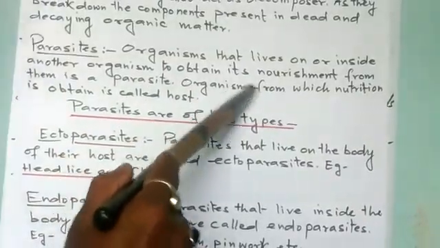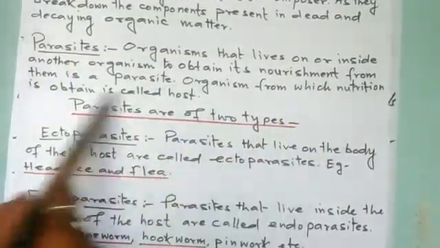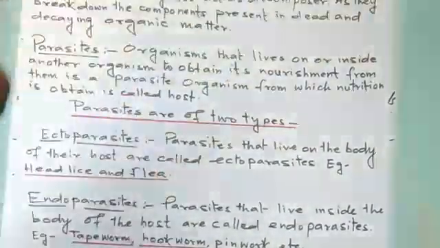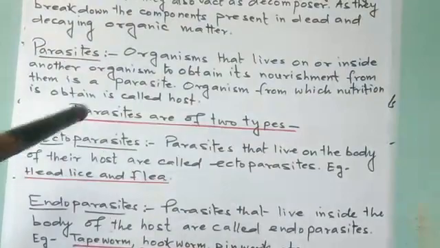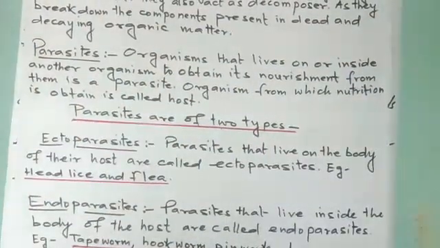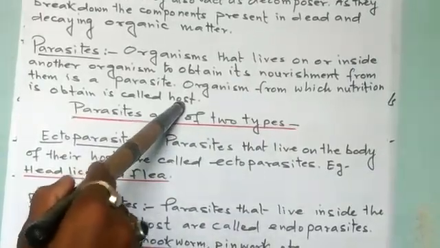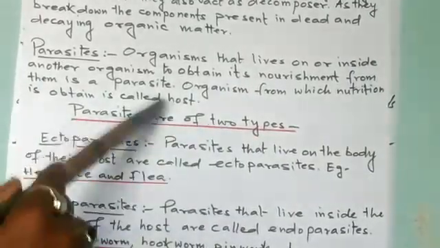An organism from which nutrition is obtained is called a host. If one organism is depending on the other, taking its nutrition from the other, the other is called the host.